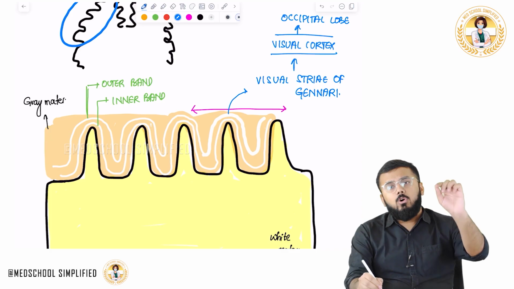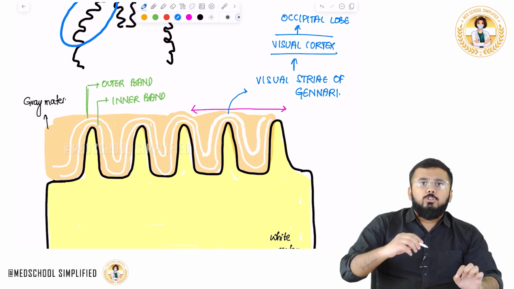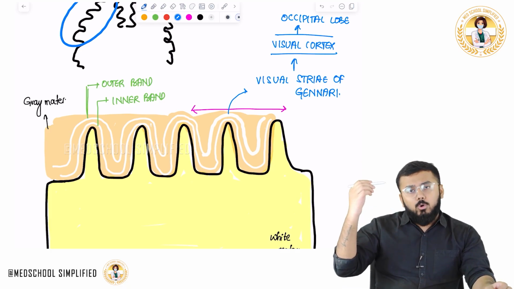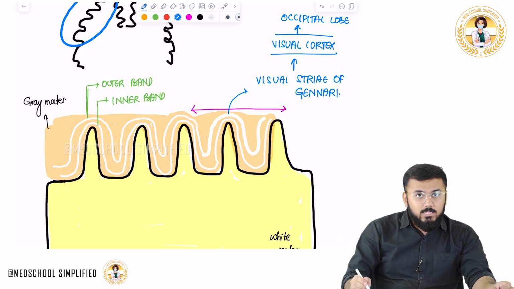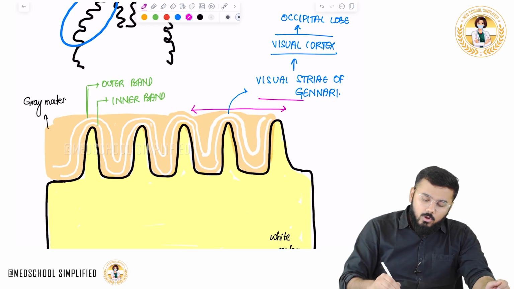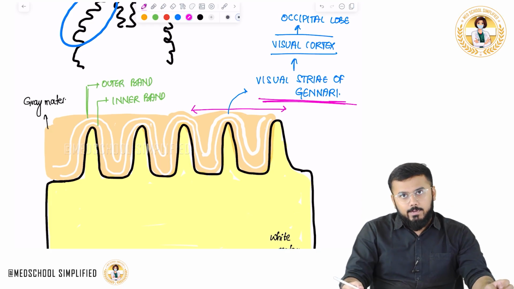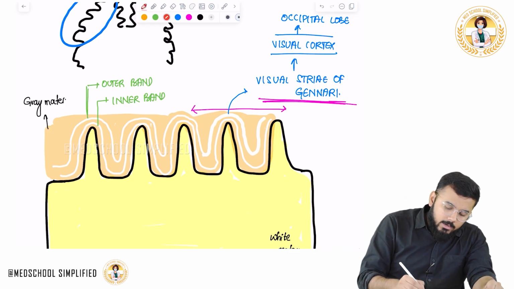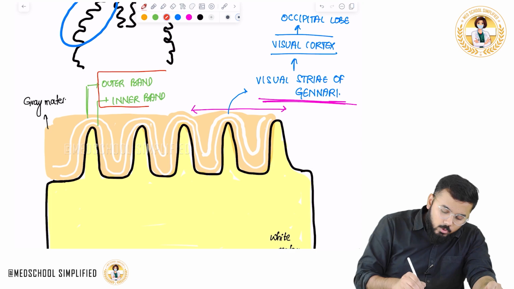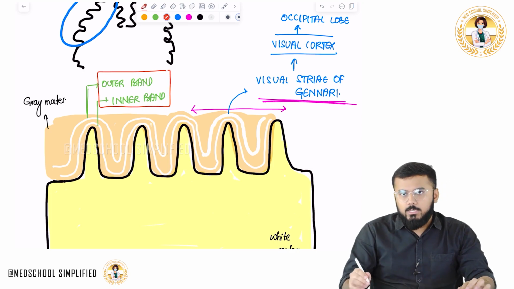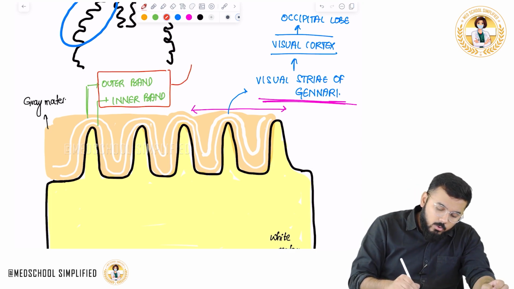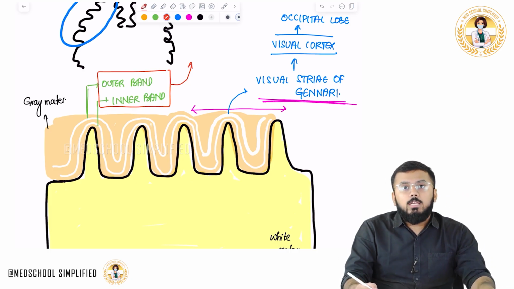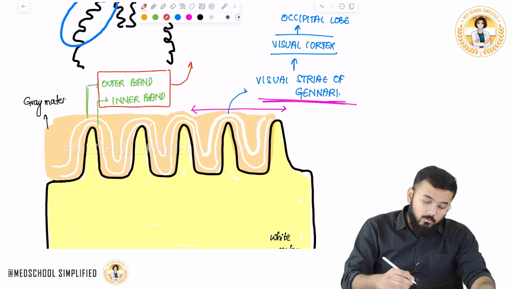Within this occipital lobe of the cerebral hemisphere, the gray matter has got a white band, outer band and inner band, and the outer band is very thick, and this thick outer band you call the visual striae of Genari. Okay, this is done. Second important thing is that there is something called outer band and inner band. I told you this is present throughout. This concept of outer band and inner band located within this gray matter is called the band of Baillarger.